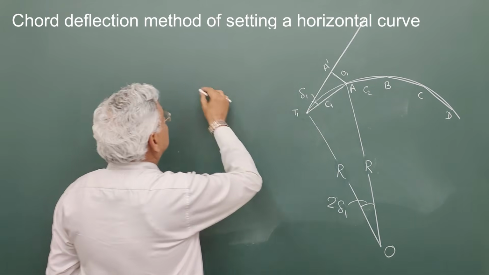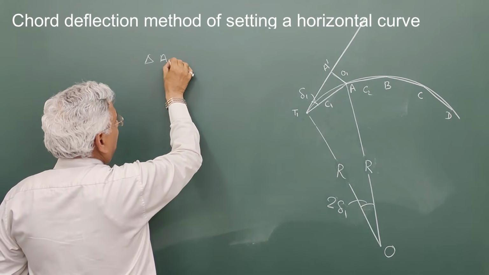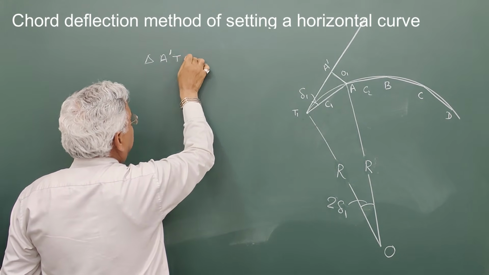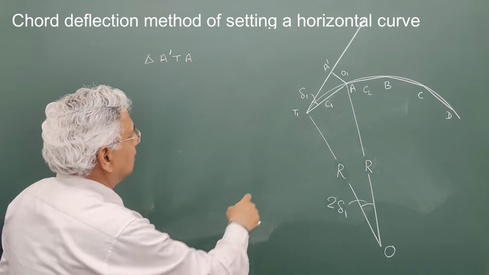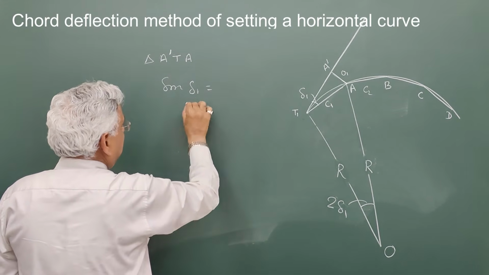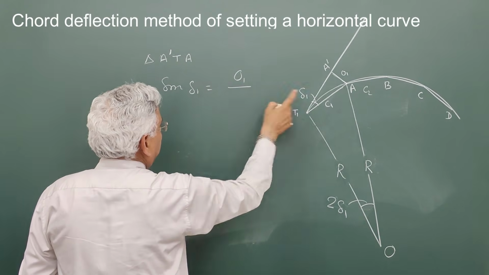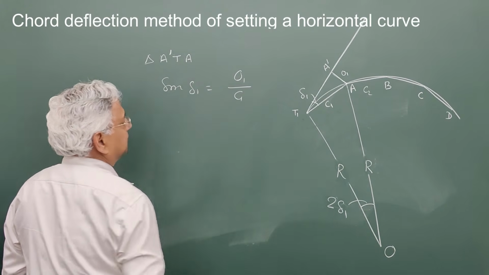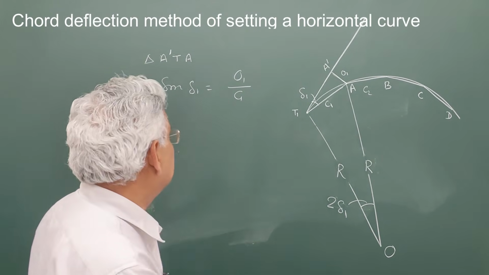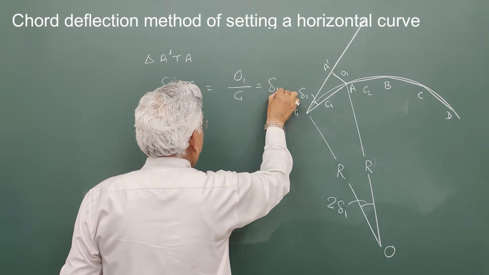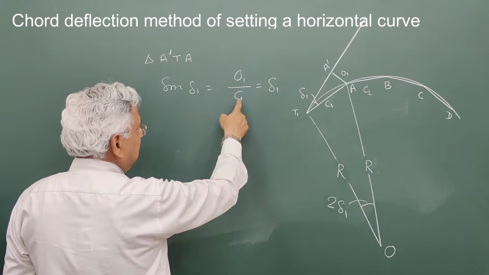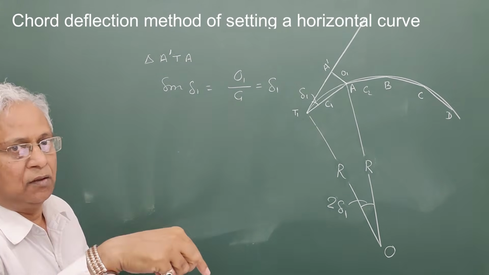So if you consider this triangle A dash T A, then in this triangle sine delta 1 is equal to O1 upon AT1, that is your C1. Because delta is very small, you can take sine delta 1 equal to tan delta 1 equal to delta 1. So delta 1 is O1 upon C1. Remember, O1 is the offset which we are trying to find out.